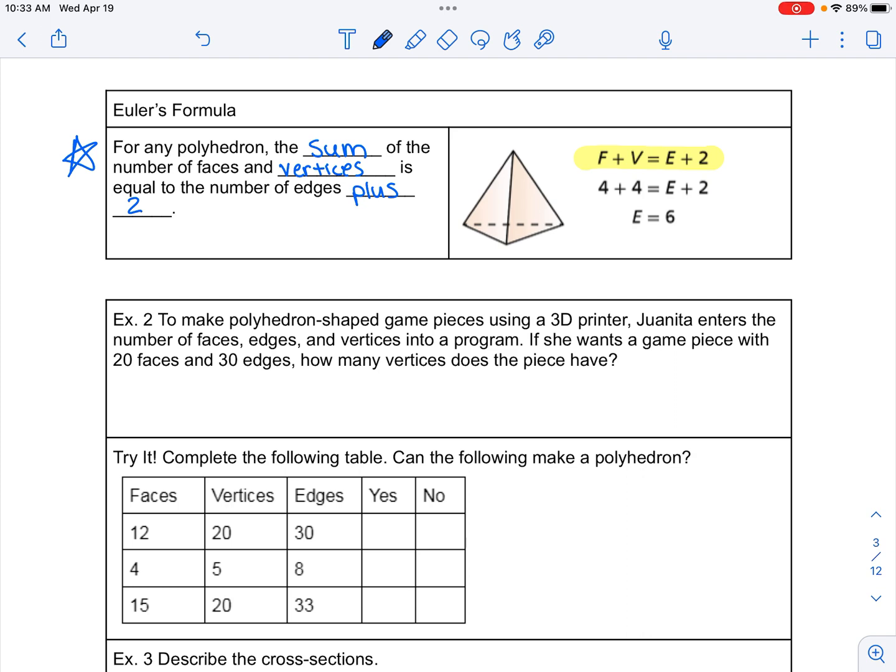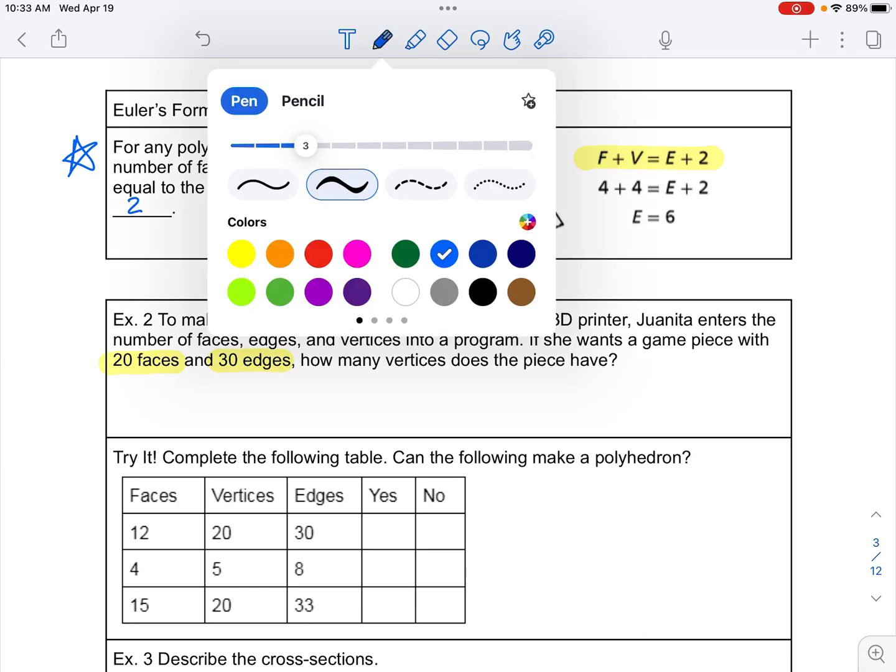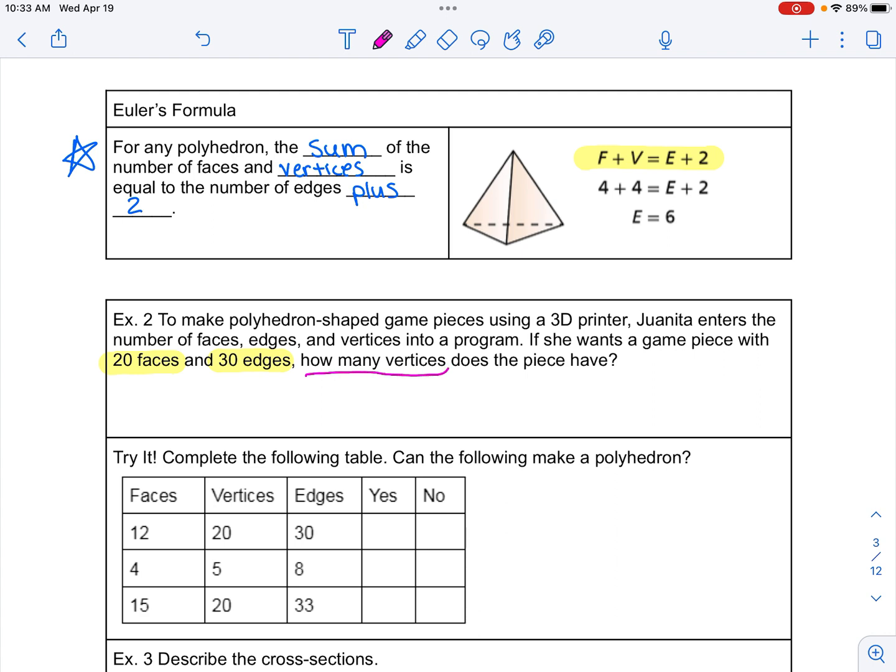To make polyhedron-shaped game pieces using a 3D printer, Juanita enters the number of faces, edges, and vertices into the program. If she wants a game piece with 20 faces and 30 edges, we want to figure out how many vertices do we need. So we're looking for V in the equation.